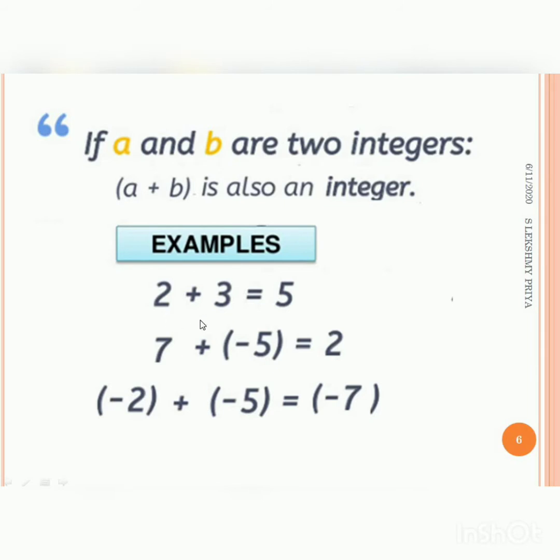Let's do some examples. 2 and 3, these two are integers. Their sum is 5, another integer. 7 and negative 5, both are integers. Their sum is 2, another integer. Now we have taken two negative integers, negative 2 and negative 5. The sum is negative 7, it's another integer.